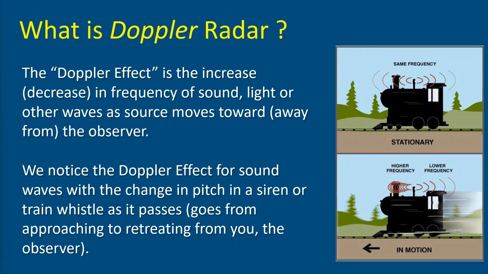Same thing for a train horn. It's coming toward the intersection, you hear a high pitch, it's moving away, you hear that drop. So this is the Doppler effect. The radar uses this to determine, in the case of the weather radar, are the raindrops moving toward or away from the radar? And by doing this, we can map out circulations and motions within the storm.